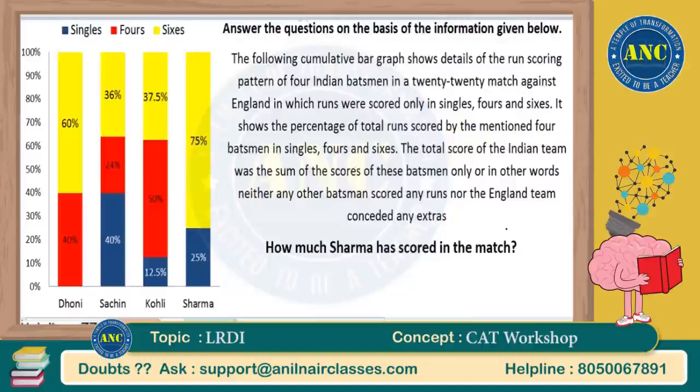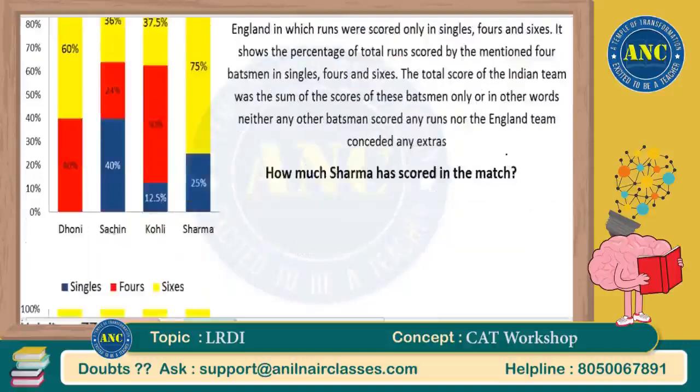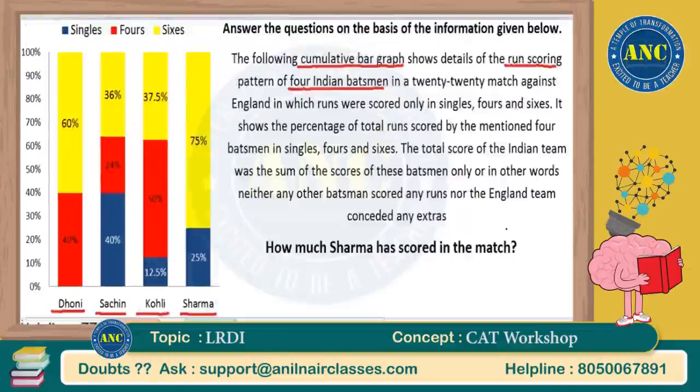The following cumulative bar graph shows the details of the run scoring pattern of 4 Indian batsmen. Who are those 4 Indian batsmen? One is Dhoni, another is Sachin, another is Kohli, and another is Sharma.